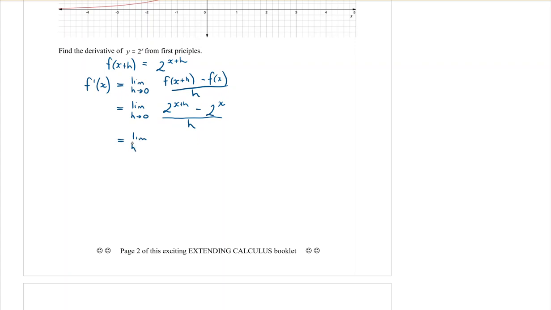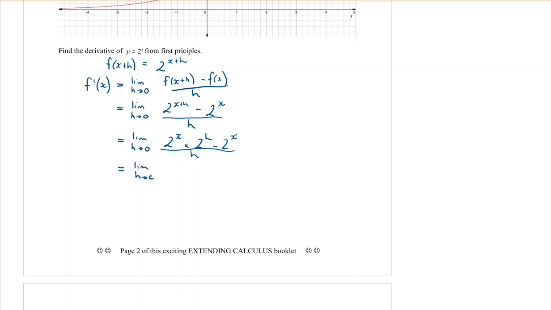So I can say limit as h approaches 0. Remember when you multiply things with the same bases, you add their powers? I'm going to reverse that rule. I've got some powers added, so I could change that to be 2 to the power of x times 2 to the power of h, minus 2 to the power of x. Now, it still doesn't mean that I can cancel out a factor of h, but it does mean on my numerator, there is a 2 to the power of x that is common in both of those terms, and I could factorize it out. So I'm going to do that on my next line.